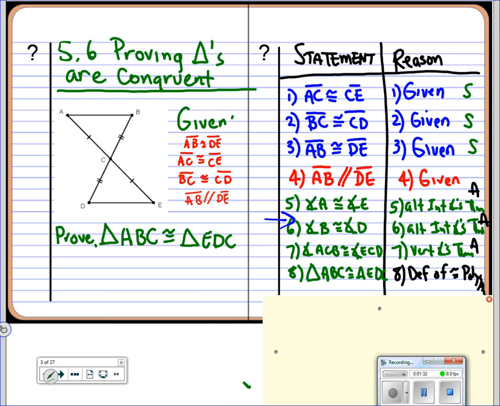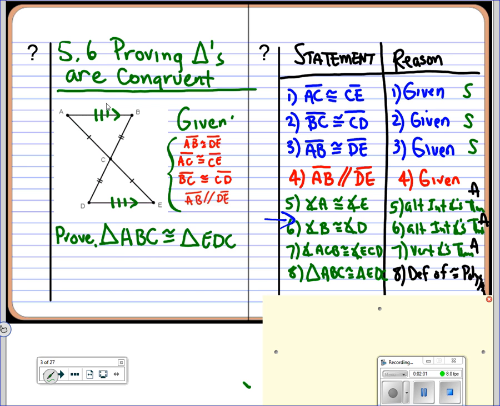First of all, I'm going to take this information and put it into my drawing. I have AB is congruent to DE, so let's use 3 marks there to show that those are congruent. AC is congruent to CE. Looking over at the drawing, they're already marked. The same thing is true about BC and CD. Those are already marked. Now they told me AB is parallel to DE, so I'll mark that.